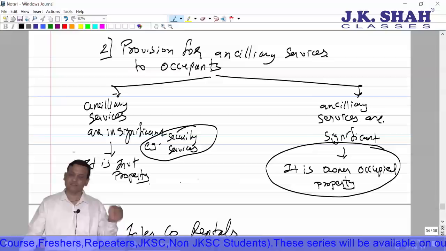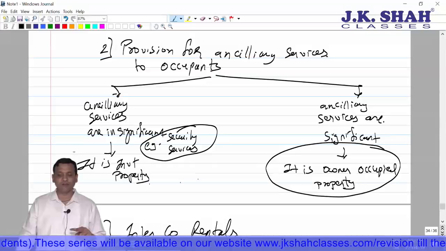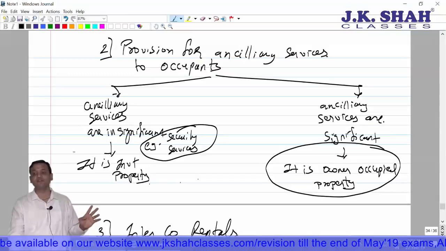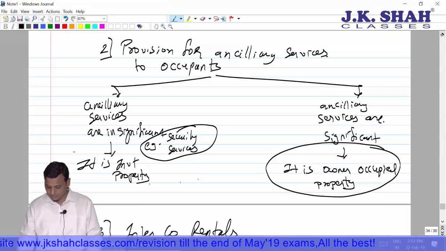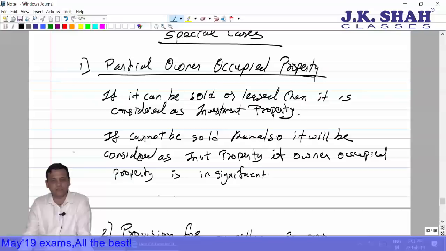Second case, what was the second case? You are giving ancillary services. That ancillary services are significant, not significant. If they are not significant, then it is investment property. If ancillary services are significant, then it is nothing but owner occupied property. Please, these three cases you have to remember, very important for examination purpose. Rest all things are nothing but again in between.